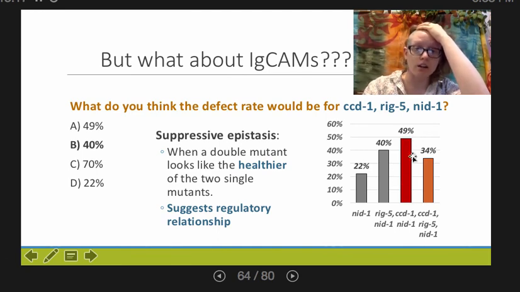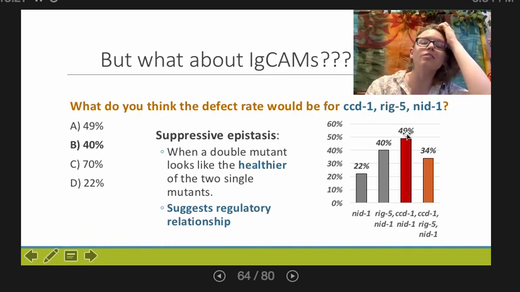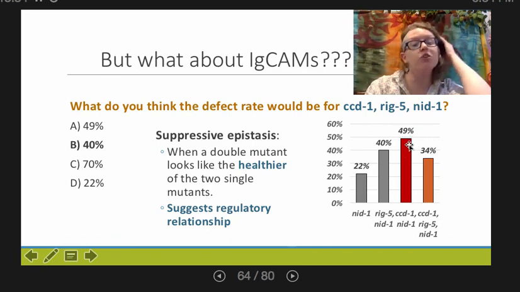So like our toddler, if CCD1 is missing, it can't direct Rig5 to do productive things. So Rig5 is going to do actively destructive things, causing more misguidance and more defects than it would have if you just removed them both. In this scenario, removing both the babysitter and the toddler is just like removing just the toddler. Nothing exciting is going to happen, but nothing destructive is going to happen either. So that is how suppressive epistasis works.